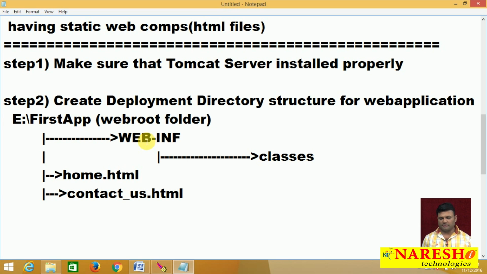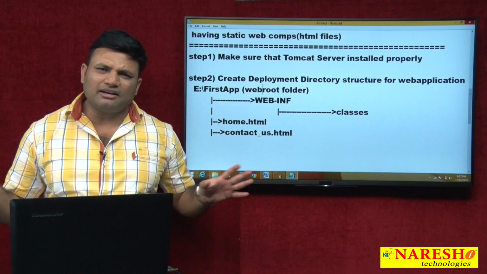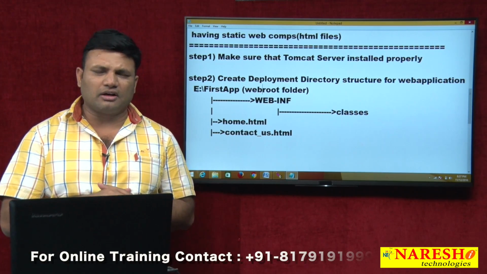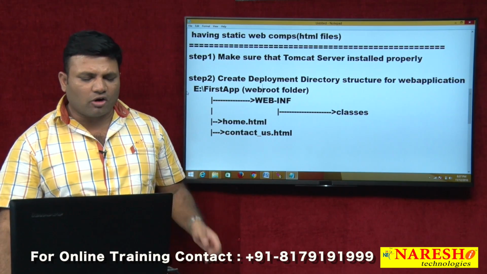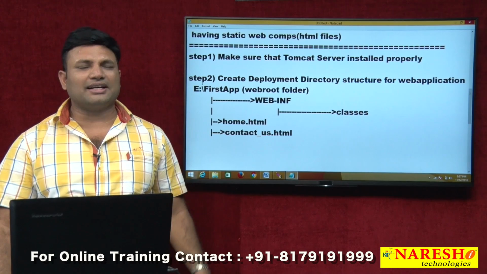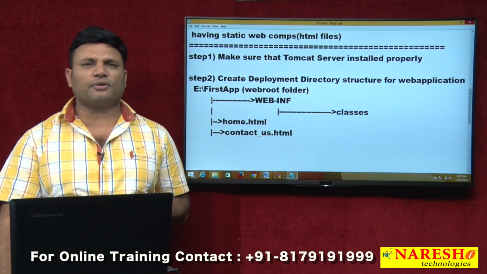C drive is called root folder because the entire drive content starts from that particular directory. That's why it is called root folder. D drive, E drive, F drive, all these are called root folders. Why? Because the entire content in that drive begins with that particular folder. Similarly, I call it web root folder because the entire web application begins from this folder.